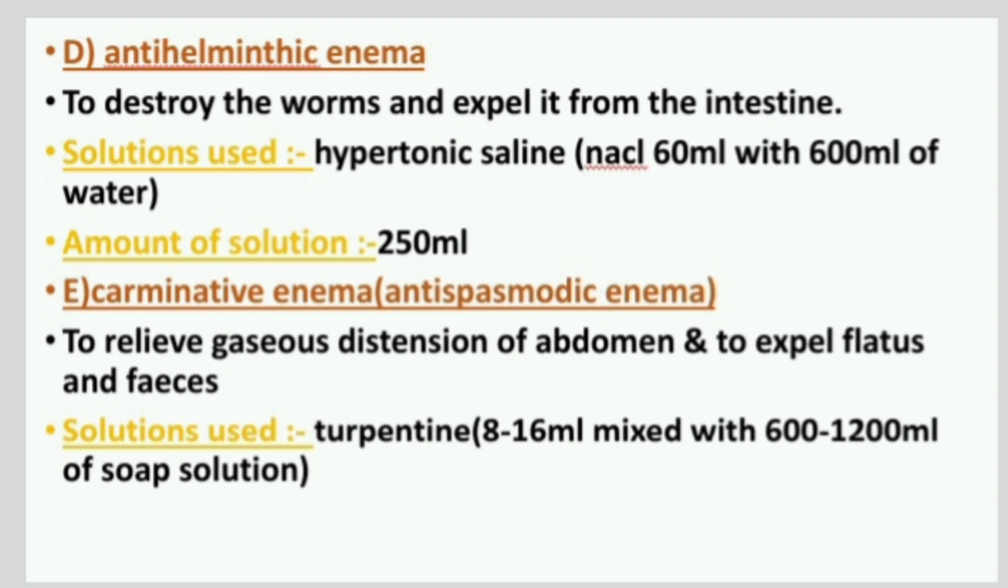Next is antihelminthic enema. It is to destroy the worms and expel them from the intestine. The solution used is hypertonic saline, sodium chloride 60 ml with 600 ml of water. The amount of solution is 250 ml. Next is carminative enema or antispasmodic enema. It is to relieve gaseous distension of the abdomen and to expel flatus and feces. The solution used is turpentine 8 to 16 ml mixed with 600 to 1200 ml of soap solution.